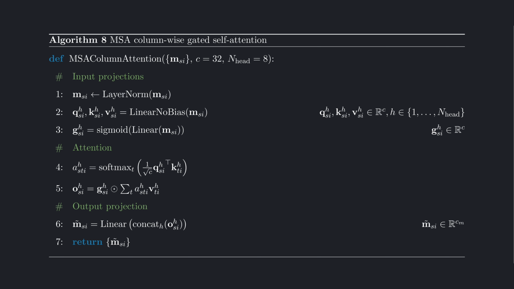The column index, I, is kept as is during the attention mechanism, while the each-with-each vector multiplication of the keys and queries happens along the row dimension, denoted by S and T respectively.